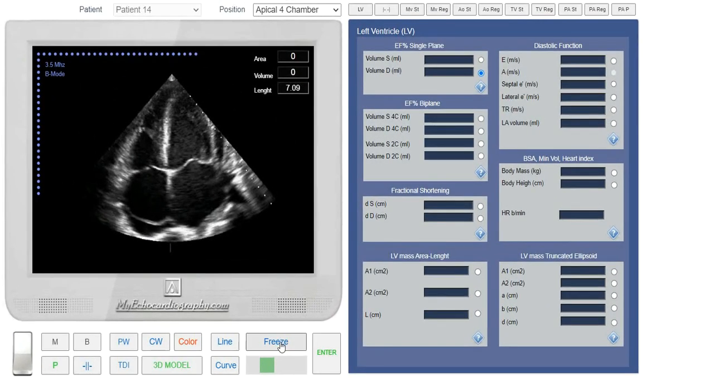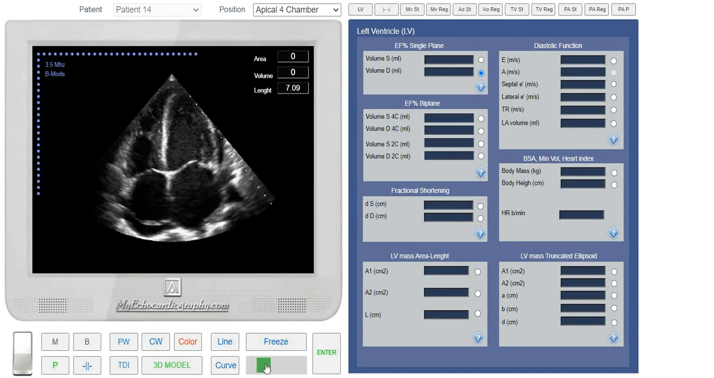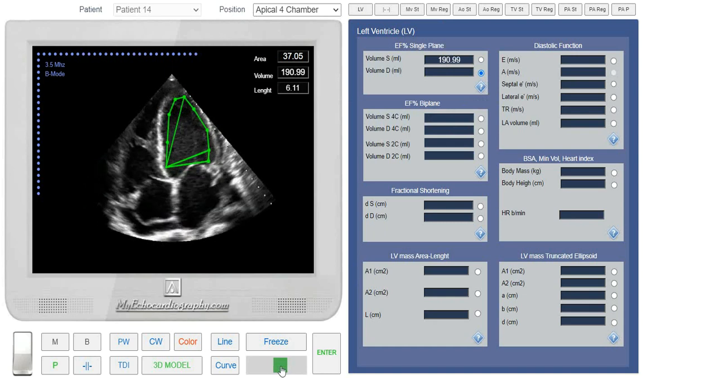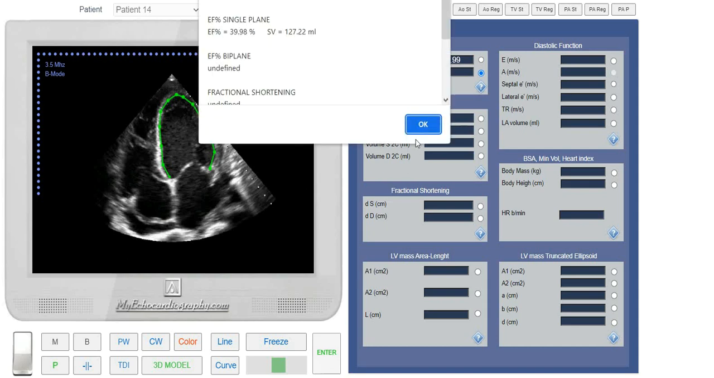Let's examine left ventricle ejection fraction. The user can use the single plane or biplane method for calculation. After freezing the image, we can find the best frame of the end systolic phase and trace the inner wall of the endocardium to measure the end systolic volume. Let's measure end diastolic volume. The simulator will calculate left ventricular ejection fraction and stroke volume.